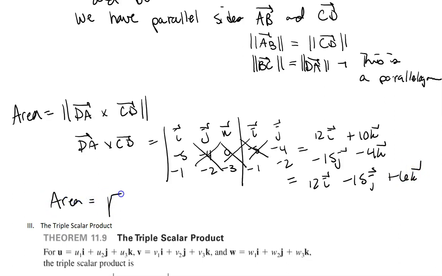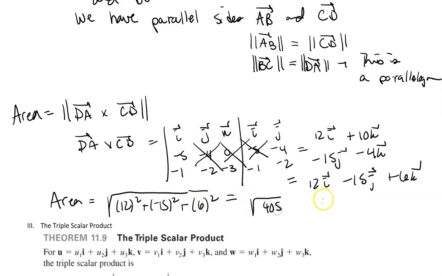And the area is going to be the square root of 12 squared plus negative 15 squared plus 6 squared. And this gives me the square root of 405, or 9 square root of 5 square units.